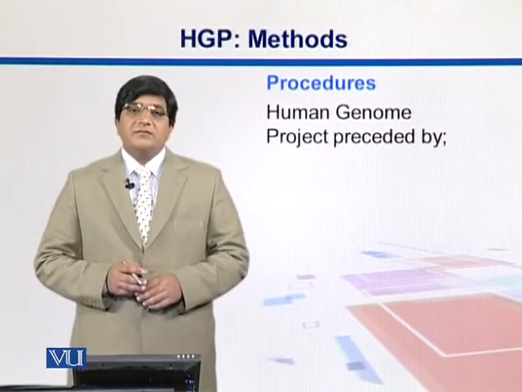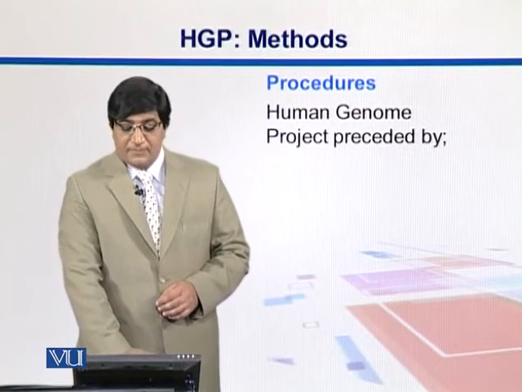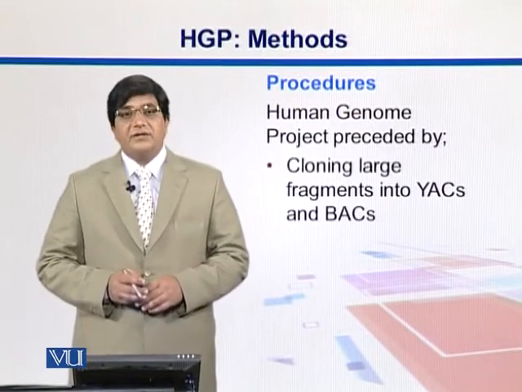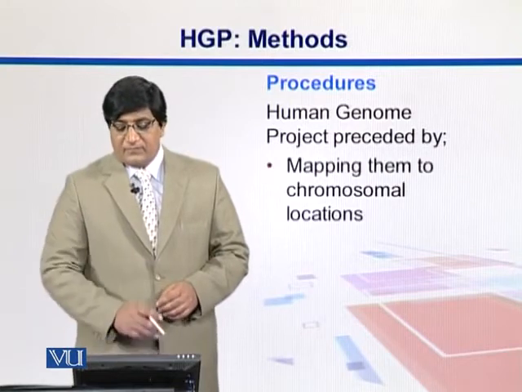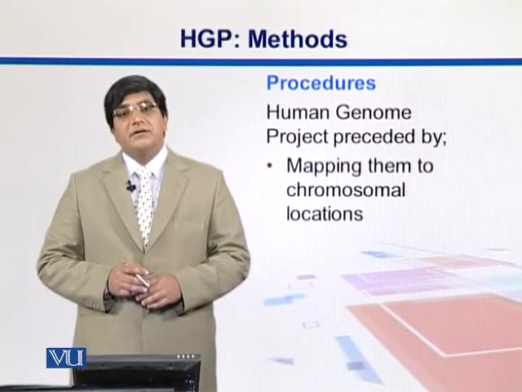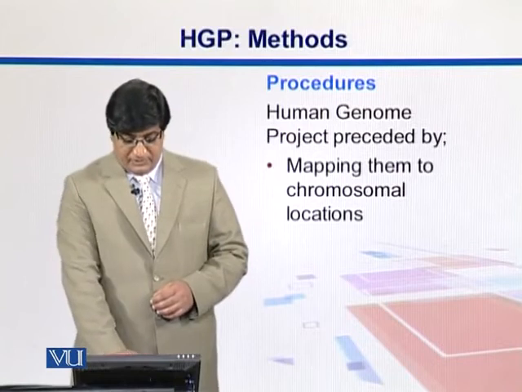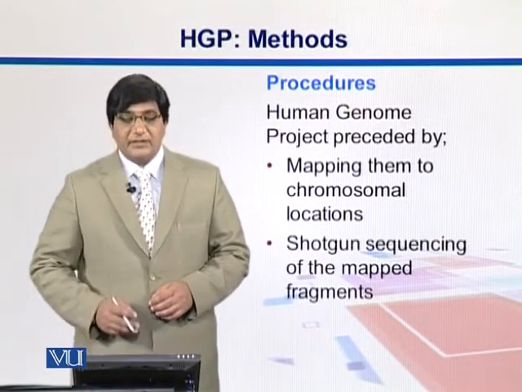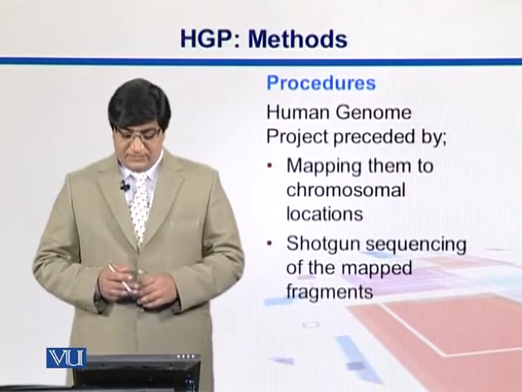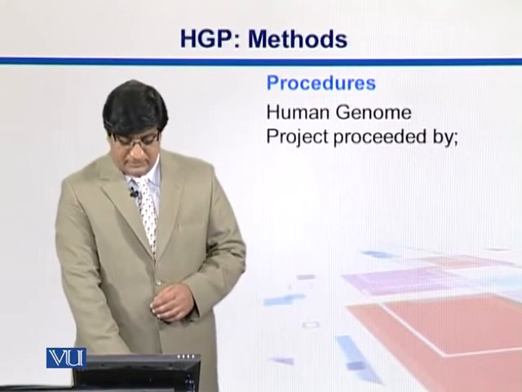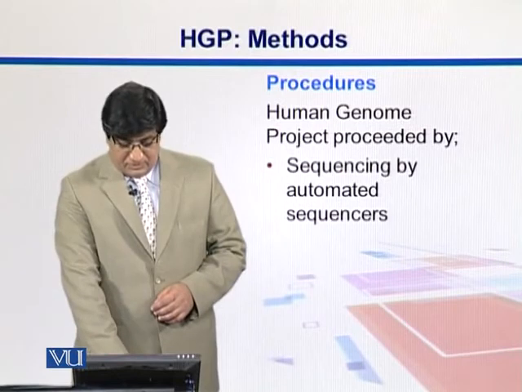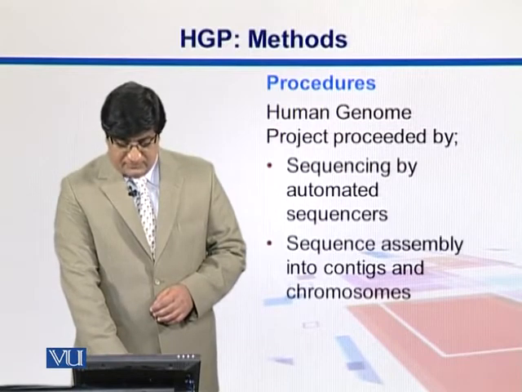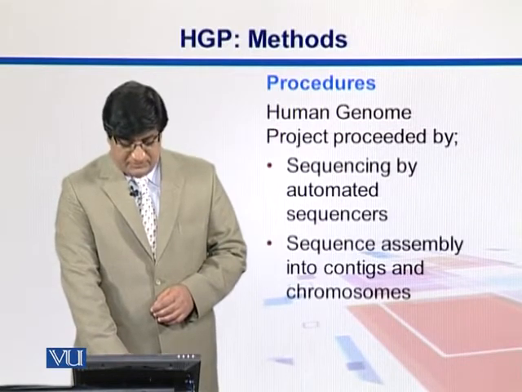The Human Genome Project proceeded by cloning large fragments into YACs and BACs, followed by mapping them onto the chromosomal locations, and then it was followed by shotgun sequencing. Then obviously sequencing was done on automated sequencers, and finally the assemblies were performed.